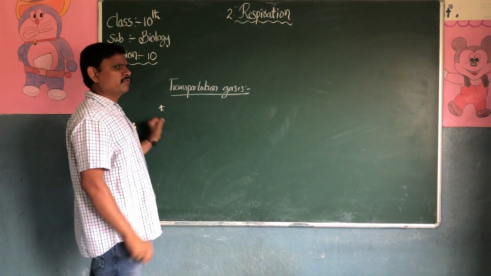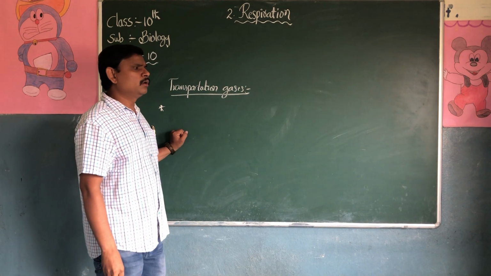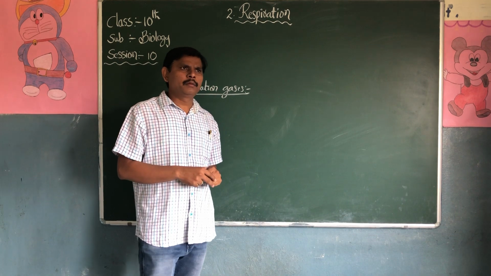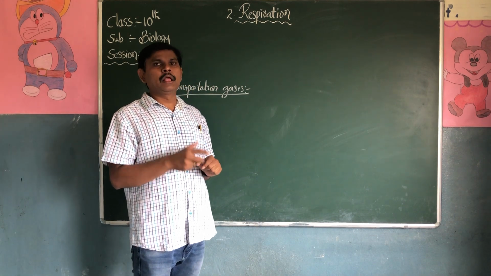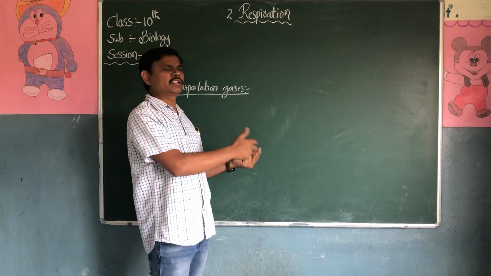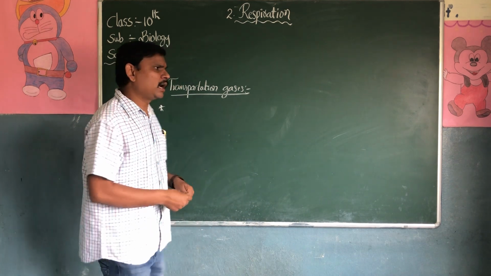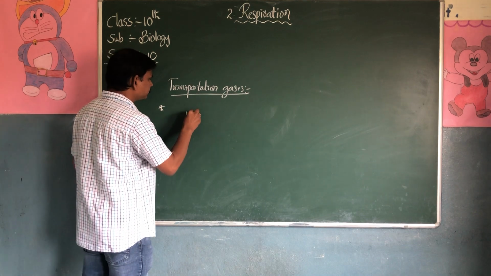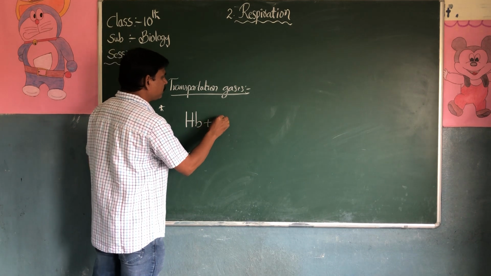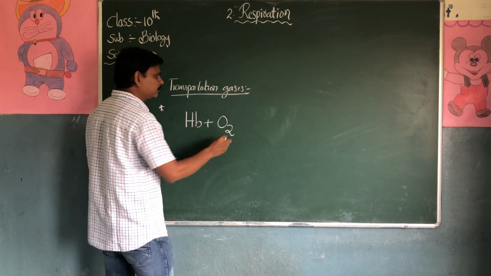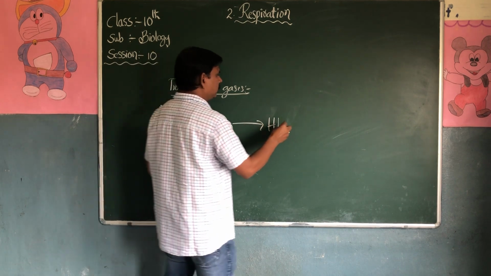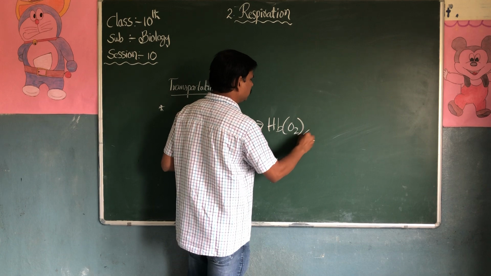Now, the transportation of gases. We discussed in the last class that in the alveoli, by the process of diffusion, the high concentration of oxygen from the alveoli enters the blood and mixes with the hemoglobin. Hemoglobin combines with the oxygen to form oxyhemoglobin.